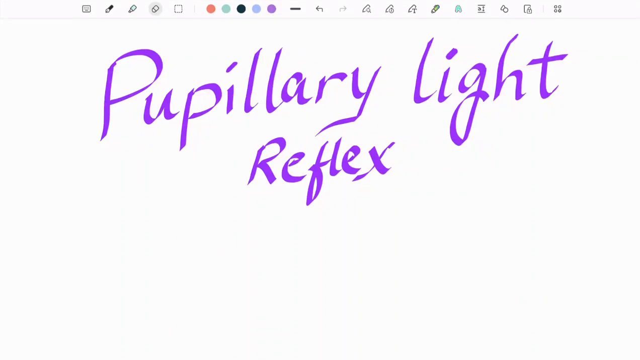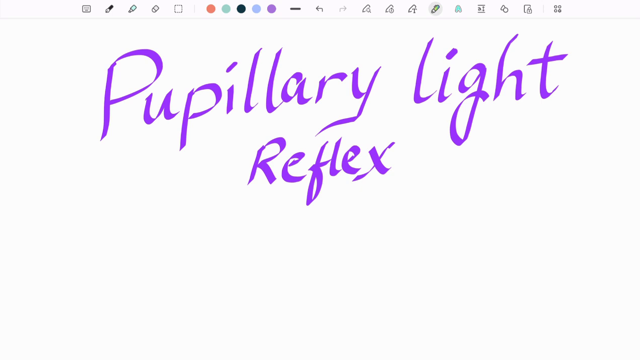Hello everyone, and this is the second module of our topic visual reflexes, that is pupillary light reflex. I hope you have already seen our previous module, that is visual pathway, and today we are going to discuss in detail about the pupillary light reflex and its pathway.